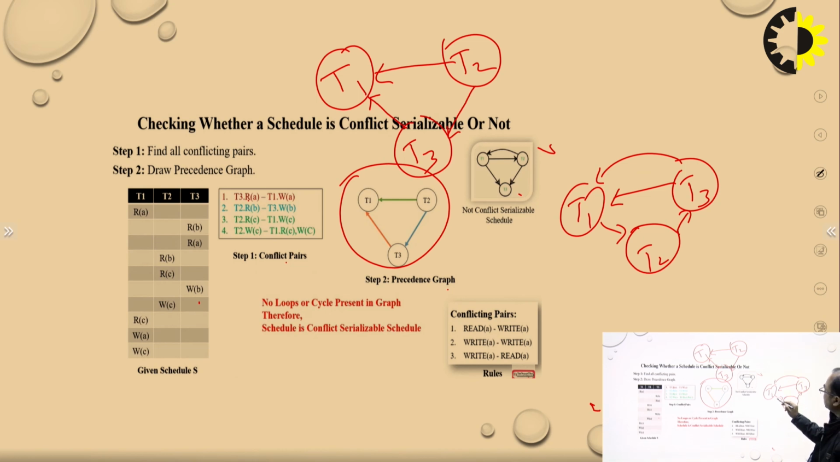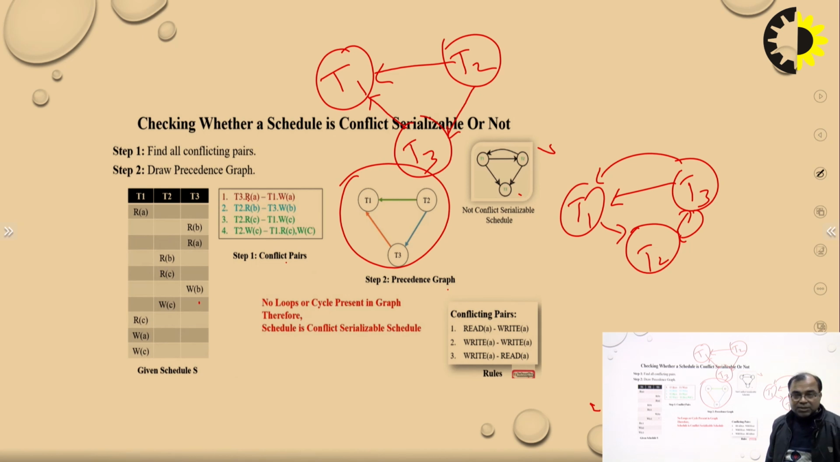No, this is not this one. This one is also one of the loops. This is one of the loops. So there must not be any loop. So no loop or cycle is present in this graph. No loop and no cycle. So the schedule is conflict serializable.